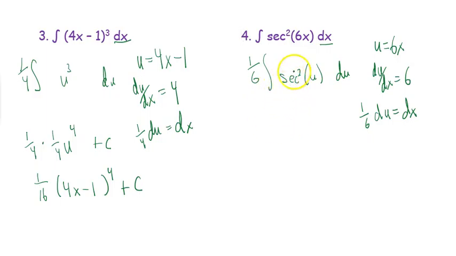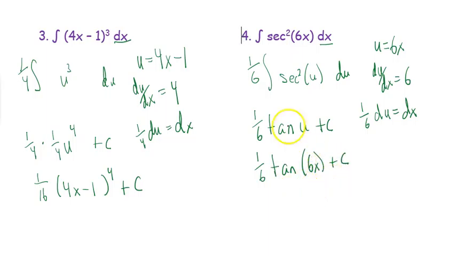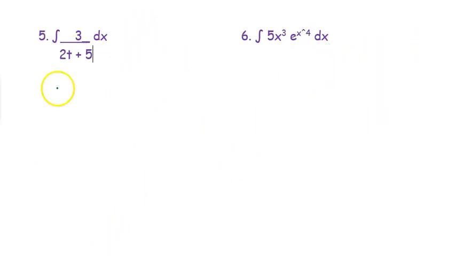And since the derivative of tangent is secant squared, the antiderivative of secant squared is tangent. So bring down my 1/6. I have tangent u plus c, and then I can plug back in. So this is 1/6 tangent 6x plus c. And again, this is one that some of you might be able to do in your head, but if you can't, u sub will work.